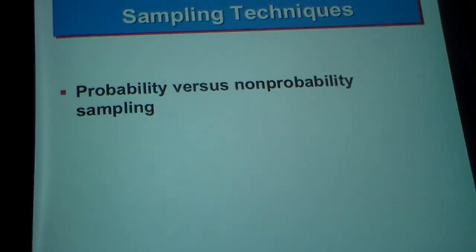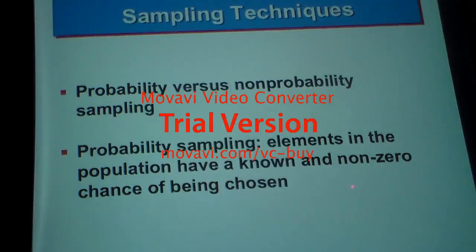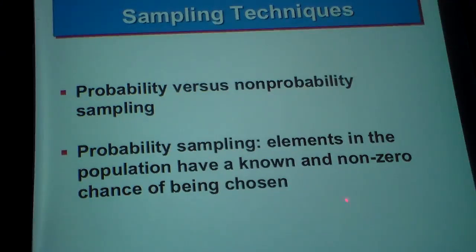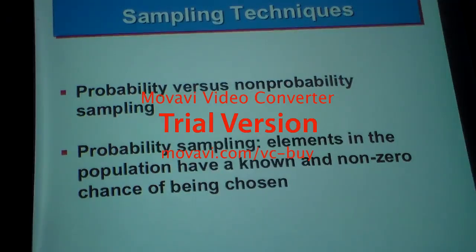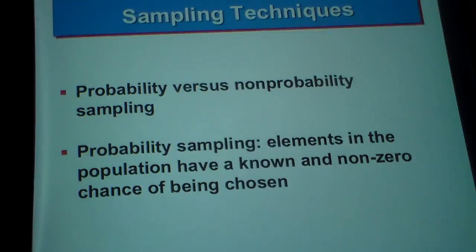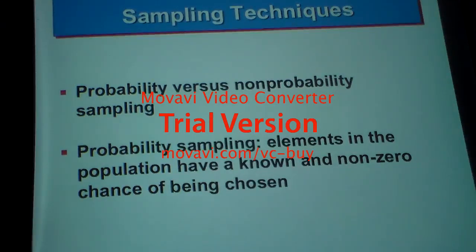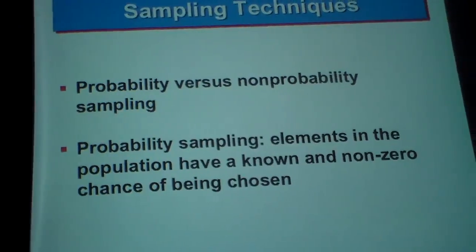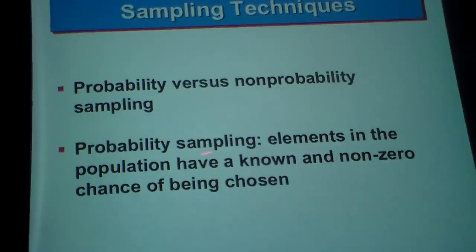Probability versus non-probability sampling. In probability sampling, elements in the population have a known and non-zero chance of being chosen. So we are not selecting them just by random selection or just by dividing. There is what we call a chance of being chosen. This is probability. What is the chance of selecting you among the CGS students? It could be the same, it could be different if there are some other criteria. But it's not zero. Known and non-zero. So we can calculate this chance or this probability, and this probability cannot be zero. So this is the main idea of probability sampling.